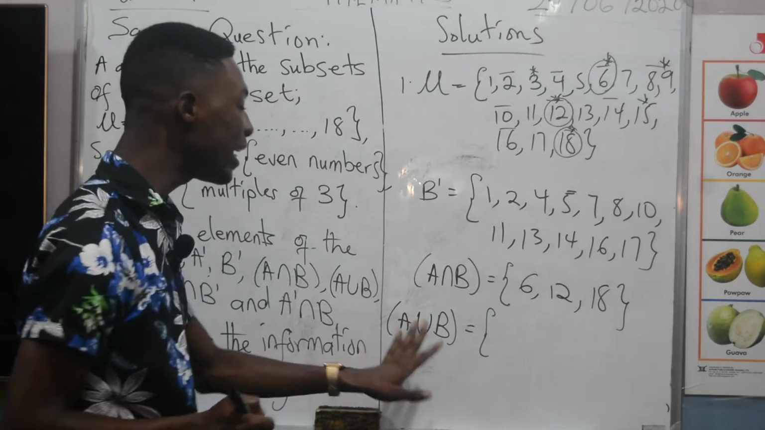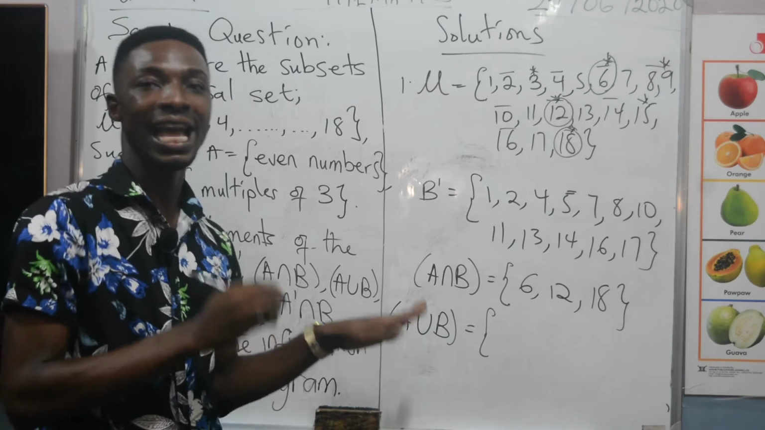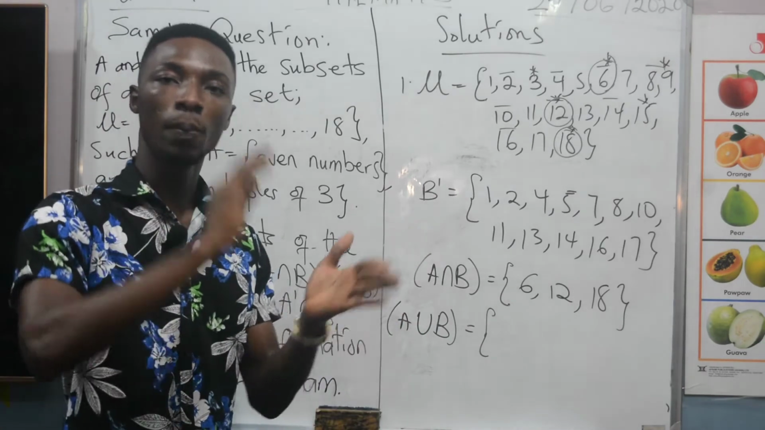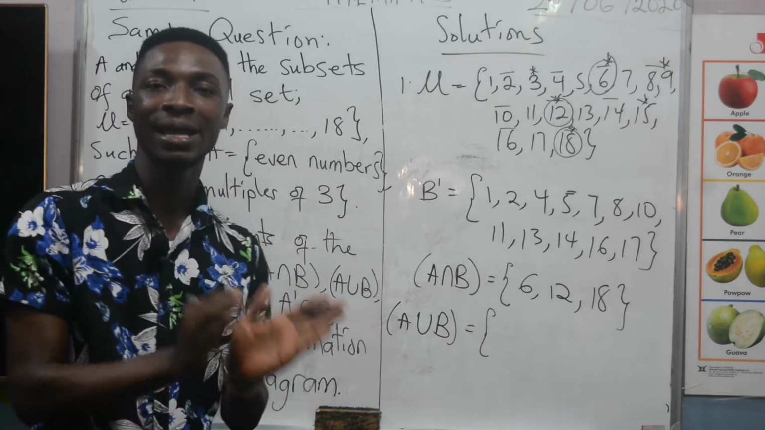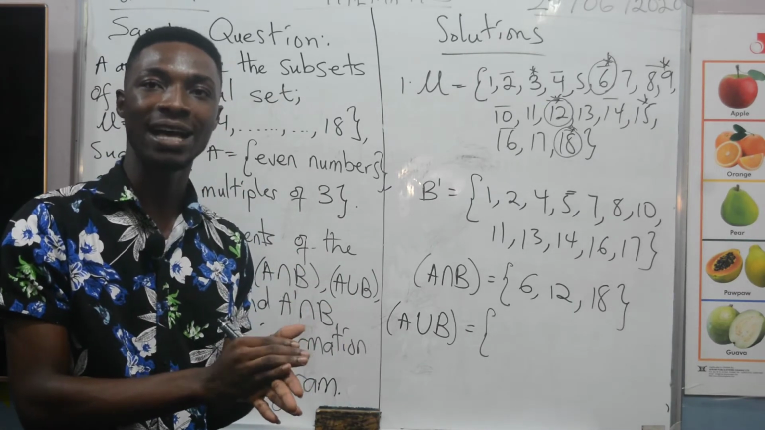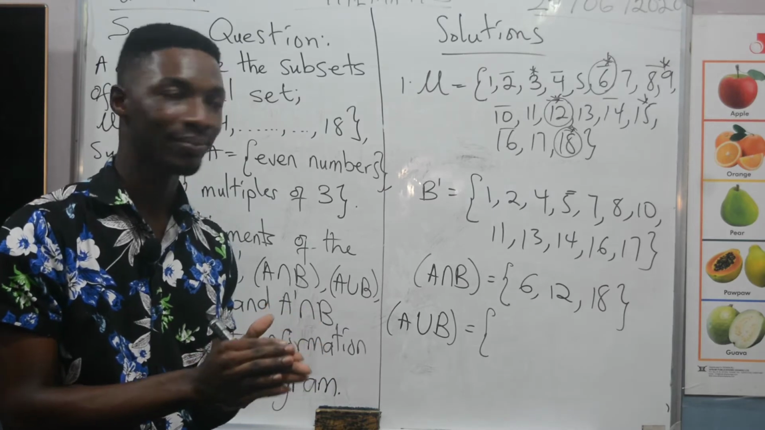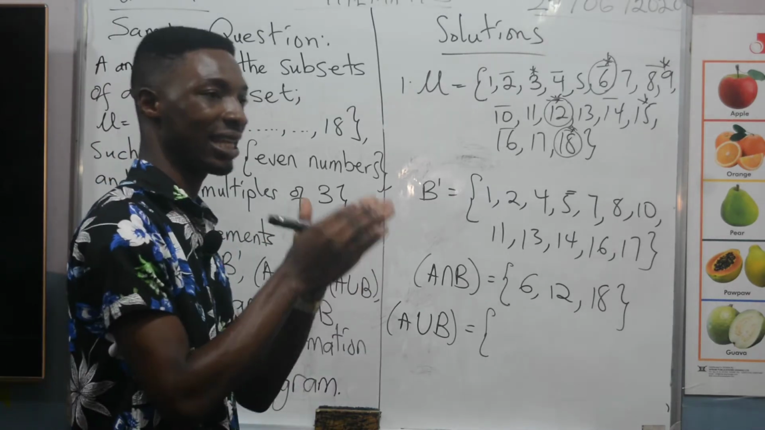A union B is the set that contains the elements in both A and B put together. So I take all the elements in A and all the elements in B put together, and that will give us A union B. So let's write the elements in A union B.